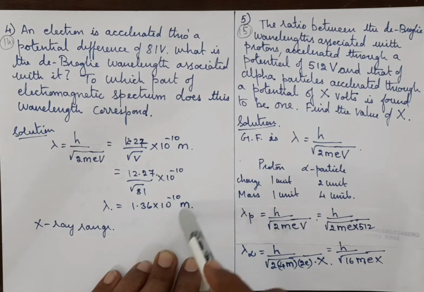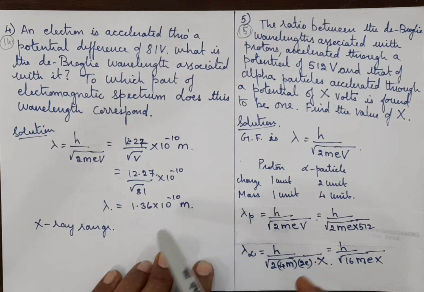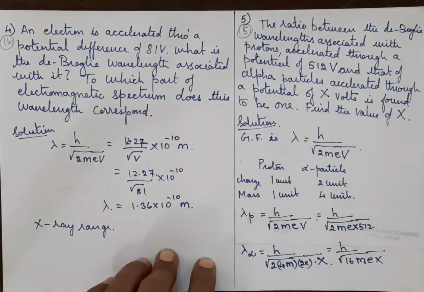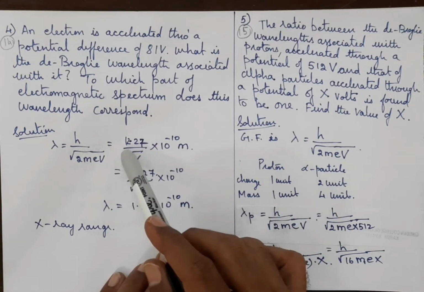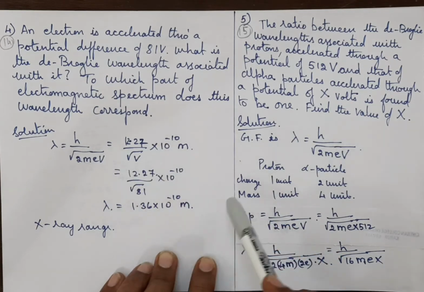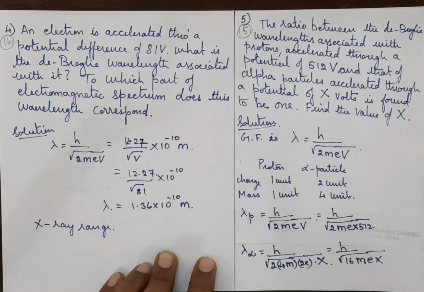So this value lies in the X-ray range. If you see the electromagnetic spectrum, 10 power minus 2 to 10 power minus 12 meters lies in the X-ray range. Therefore, this wavelength corresponds to the X-ray range. So simple problem, we can use this formula 12.27 divided by root V. Angstrom unit should be converted into 10 power minus 10 meters.